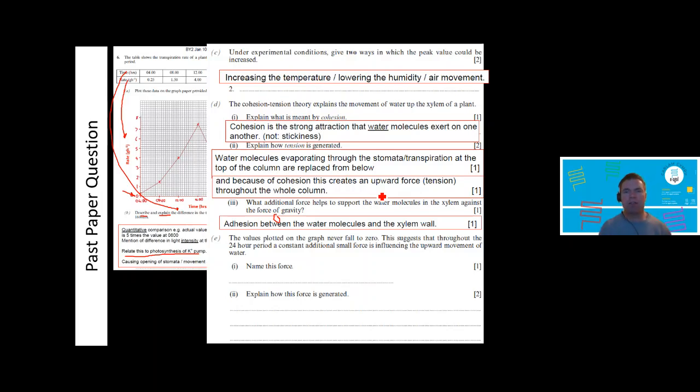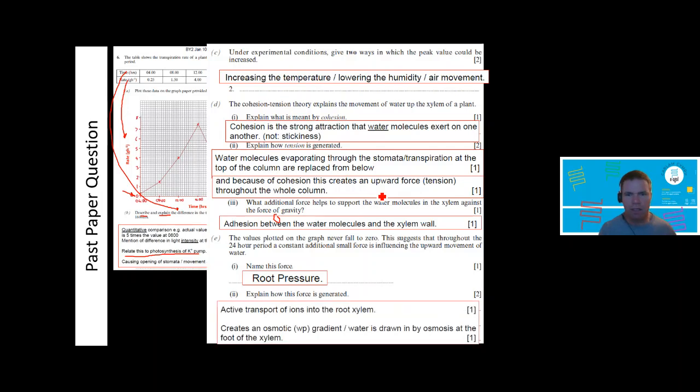And the values plotted in the graph never fall to 0. This suggests that throughout the 24-hour period, a constant additional small force is influencing the upward movement of water. So what is that force? It's root pressure. Now, you might have said capillary action, but remember that's very much on the bottom answer. More relevant in shoots. We haven't mentioned root pressure there.